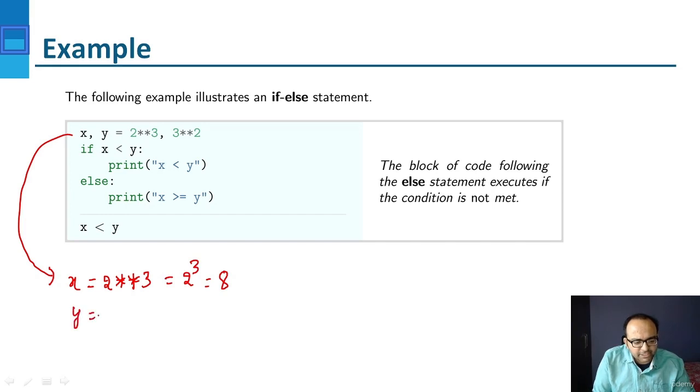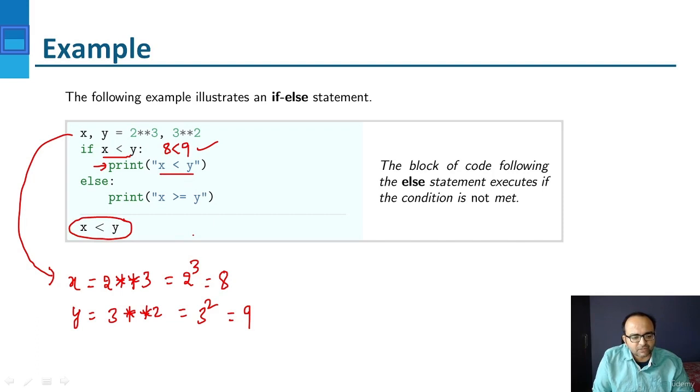Next, similarly, y is equal to 3 double star 2. This can be written as 3 square. So 3 square is 9. Now if you look at this condition, x is less than y, 8 is less than 9, the condition becomes true. Since this condition is true, the associated statement will be executed. That is, the print statement containing x less than y will be displayed. So the output will be x less than y. Okay, so this is how it is going to work.